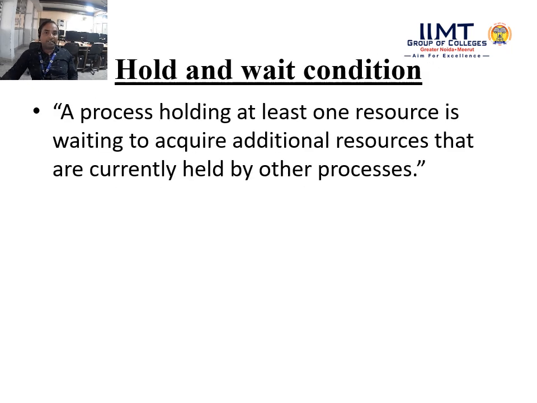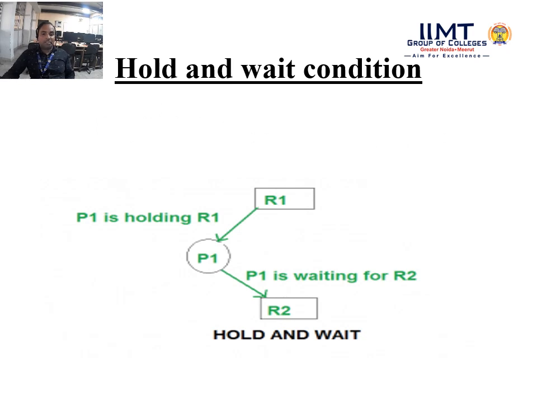Now, the next condition is the hold and wait condition. As I have told you, hold and wait condition. This is a diagram that explains the hold and wait condition in a very clear way to you people. In this diagram, we have a process. The name of that particular process is P1, and two resources are assigned here: resource R1 and resource R2.